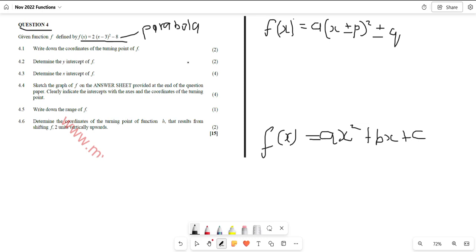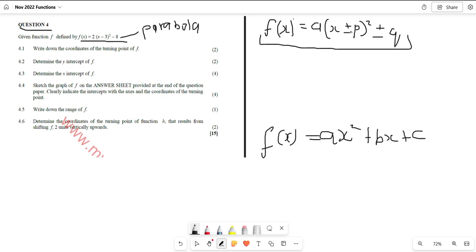distinctive standard equations. The first standard equation says f of x equals a in brackets (x plus or minus p) all squared plus or minus q. We call this the standard equation of a parabola in turning point form, because in this equation the coordinates of the turning point are already given to us. We don't have to calculate those coordinates.